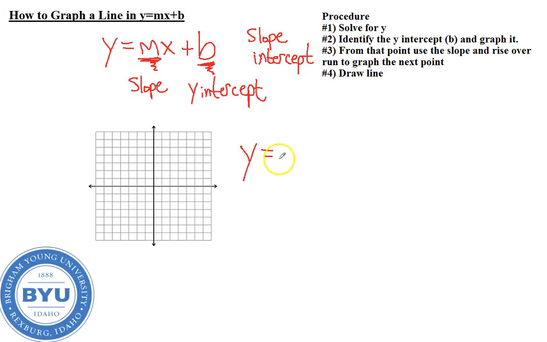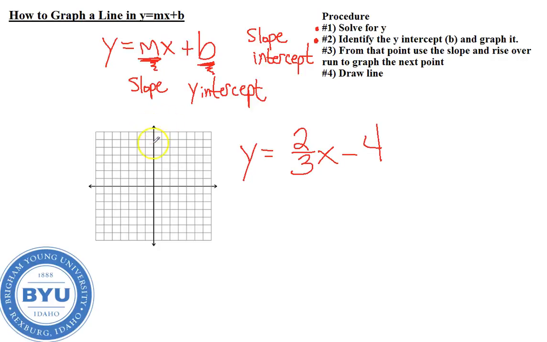Let's say we had y equals 2/3 x minus 4. Okay, good. So step number one, let's go through our procedures. Step number one, solve for y. Well, y is already by itself, so we don't need to do anything on this one. Step number two, we need to find the y-intercept, the b value. Well, that's the number that's not with the x. So our y-intercept here is -4.